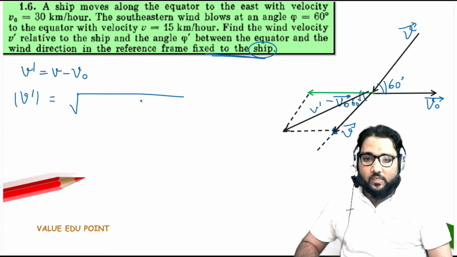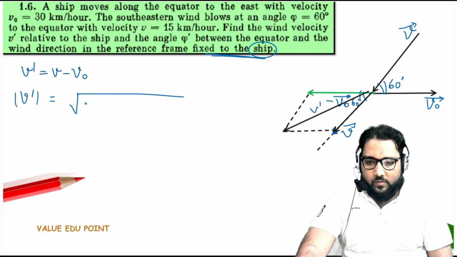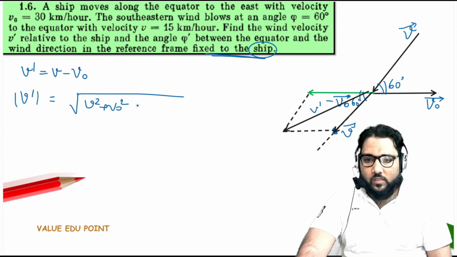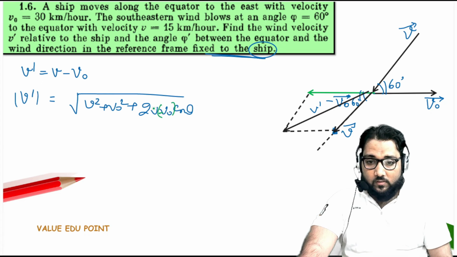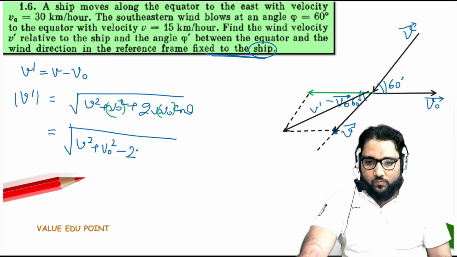Now we know the magnitude of this v dash. We can find the magnitude: it will be v square plus v naught square plus 2 v v naught cos theta. Now we are not using v, we are using minus v naught, so wherever there is v naught, we convert it into minus sign. And theta is equal to 60 degrees. So here v square plus v naught square minus 2 v v naught cos 60.